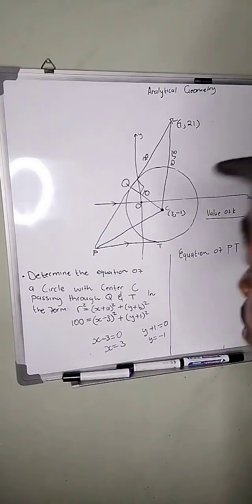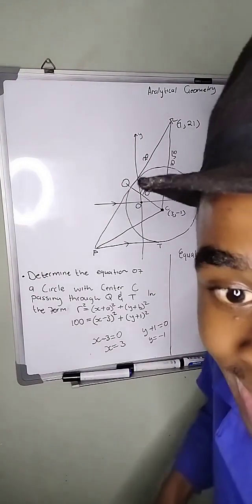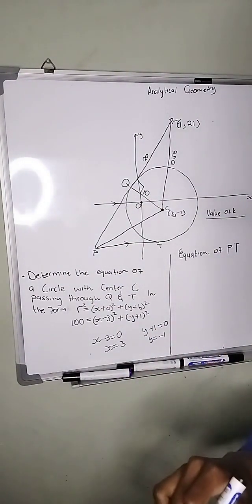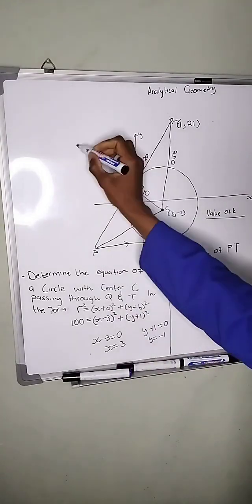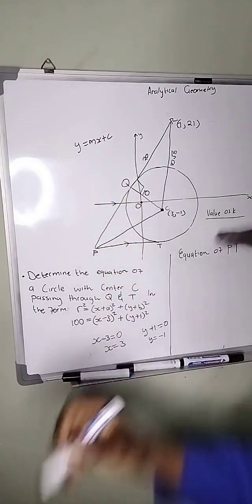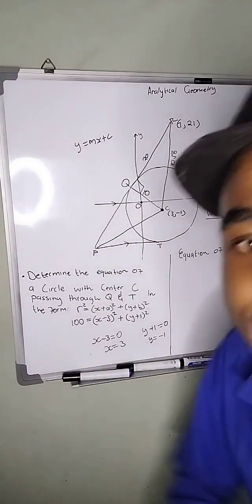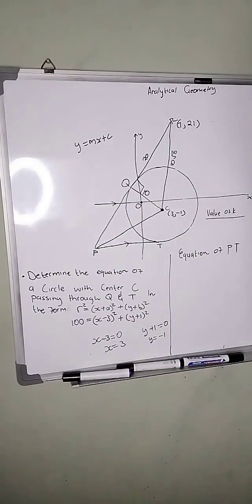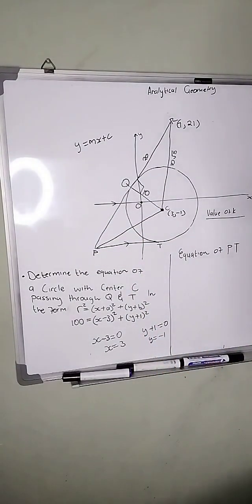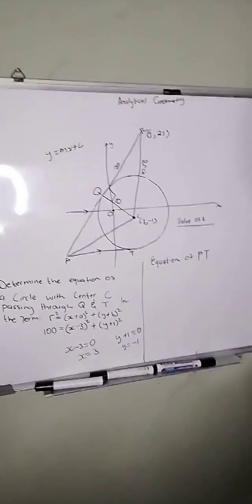PT is a straight line, so we are going to use y equals mx plus c. What is the gradient of PT? Since it's y equals mx plus c, what is the gradient of PT?